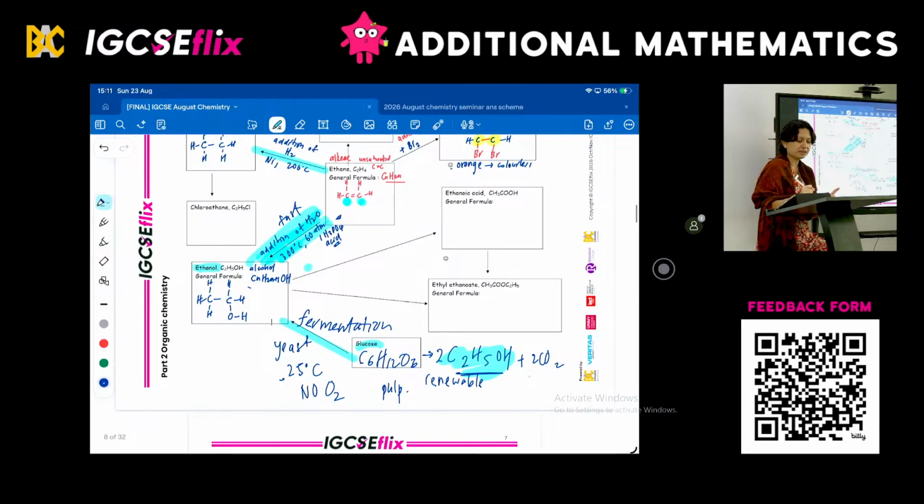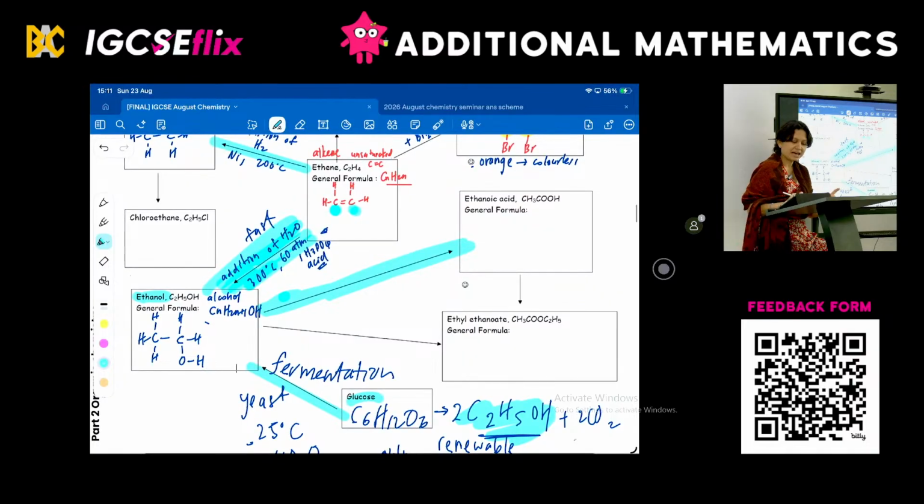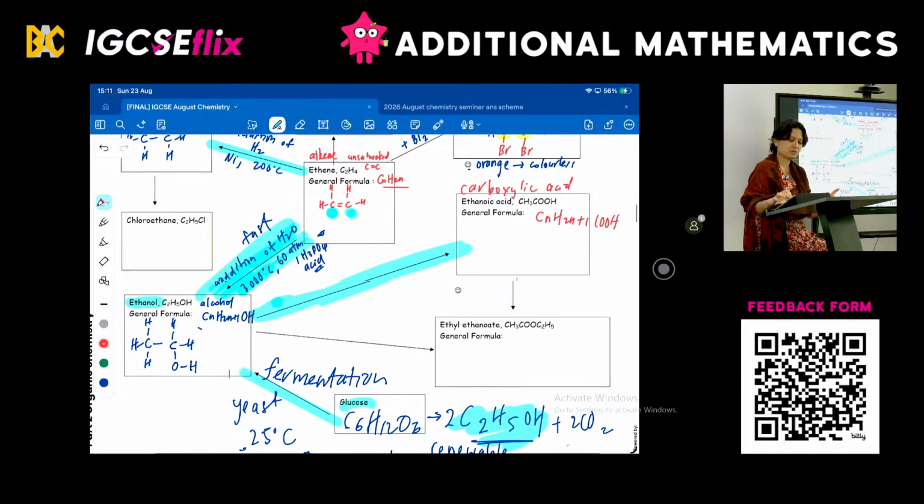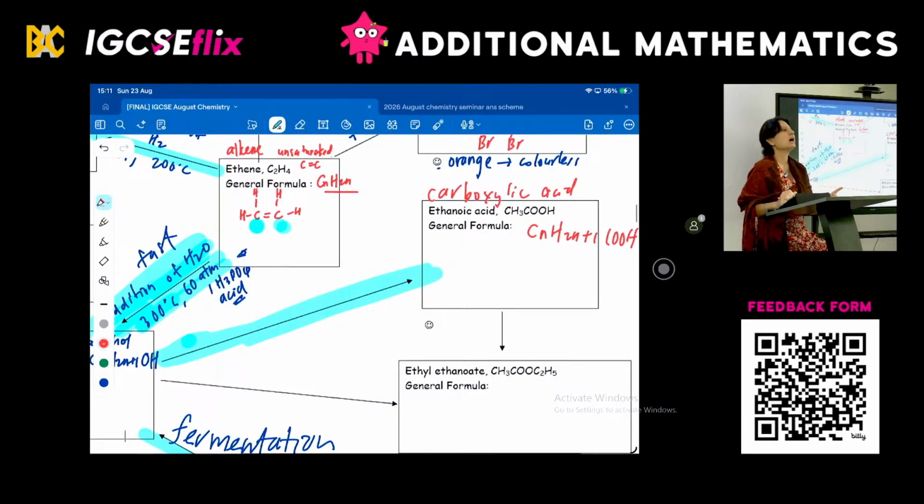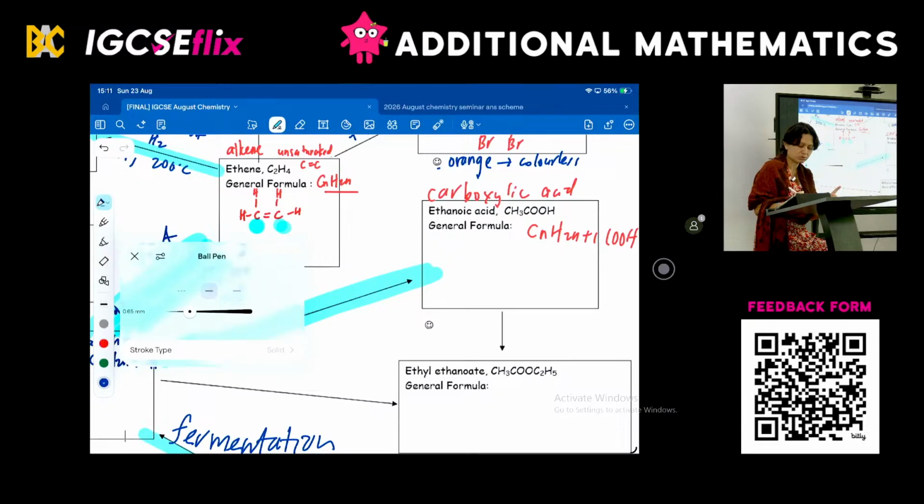All right, finally, let's go this way. What is this? Ethanol to ethanoic acid. So ethanoic acid is a carboxylic acid. General formula CnH2n+1 COOH. Correct? How many ways to make ethanoic acid? Also 2 ways.